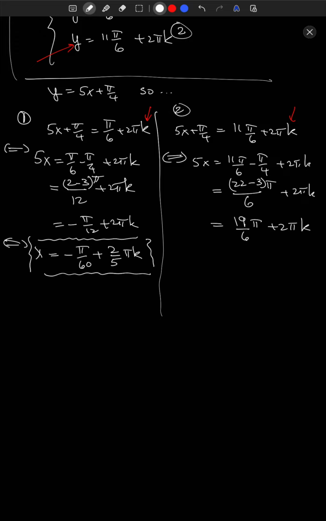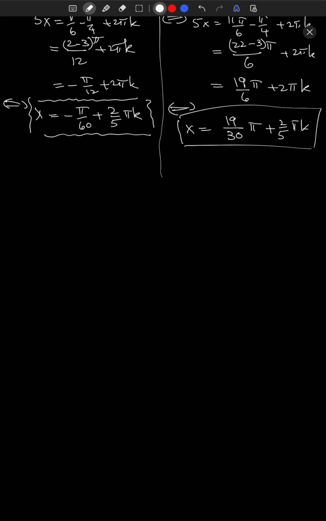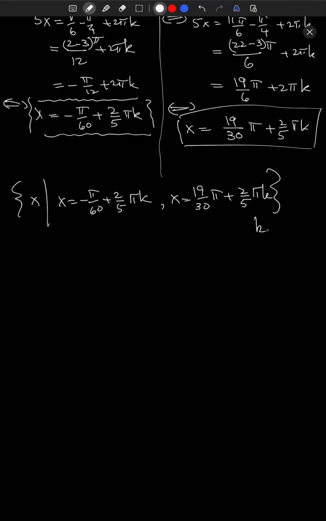So x is equal to, divide by 5 on both sides, 19 over 30 pi plus 2/5 pi k. So now I have my x's. And so I can write my solution, x such that x equals minus pi over 60 plus 2/5 pi k, x equals 19 over 30 pi plus 2/5 pi k, k equals integer.